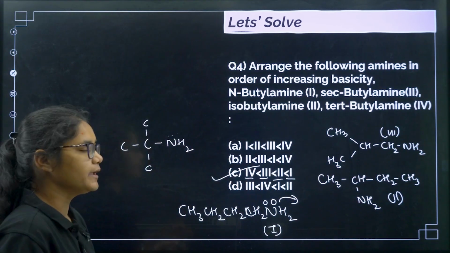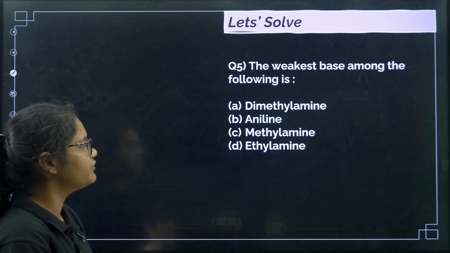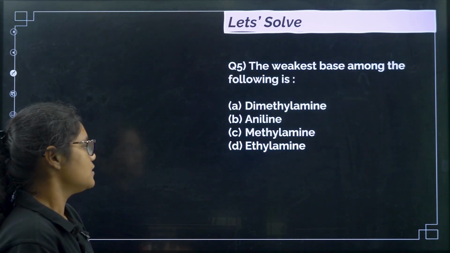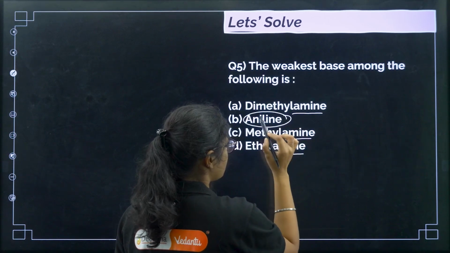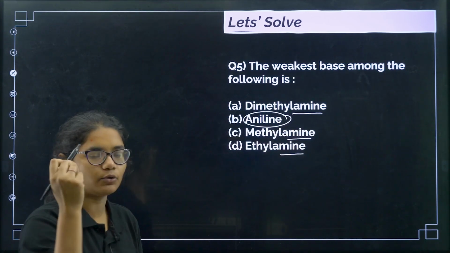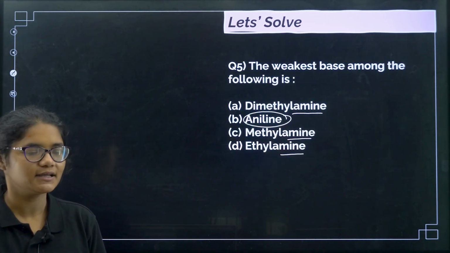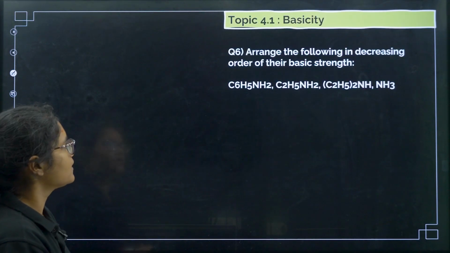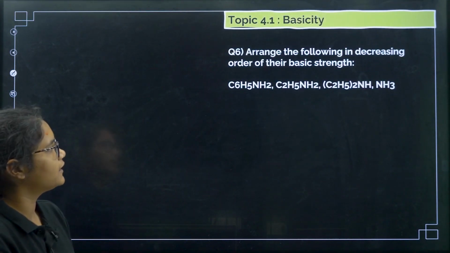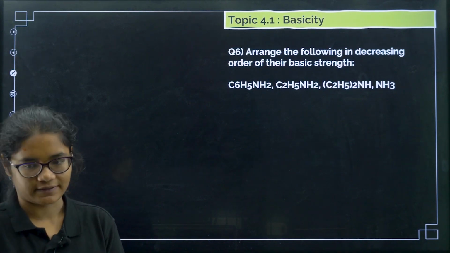Okay, now let us see the next question. The weakest base among the following. So you can see these are all aliphatic amines. This is an aromatic amine. So in the aromatic amine, the lone pair of nitrogen is involved in resonance. So that is a weak base. So the correct answer is option number B here. Okay, next, arrange the following in the decreasing order of their basic strength.